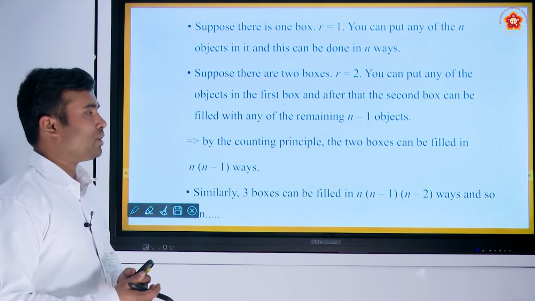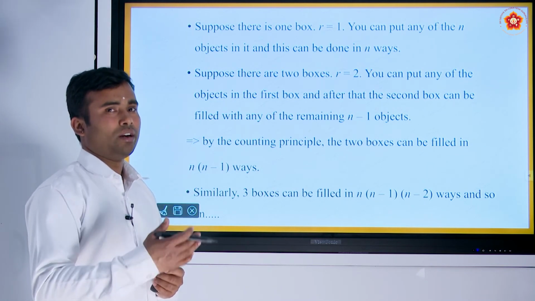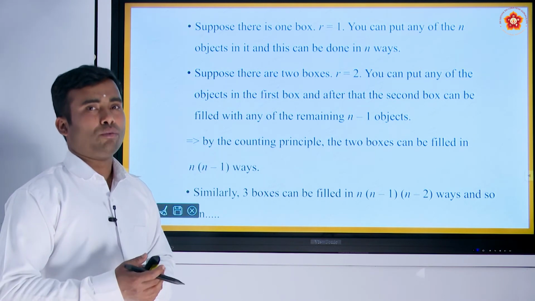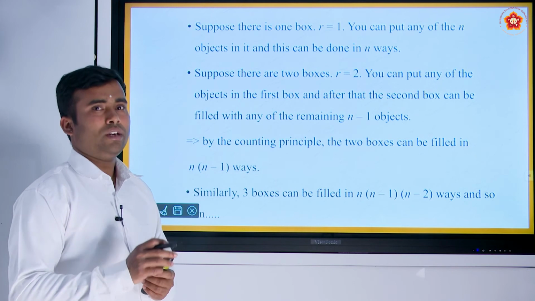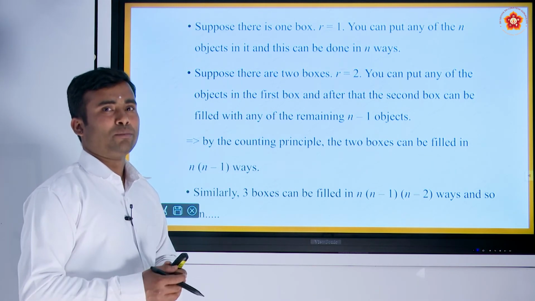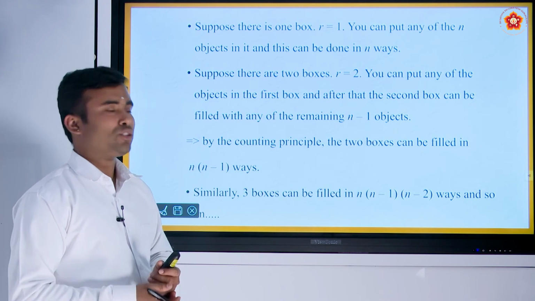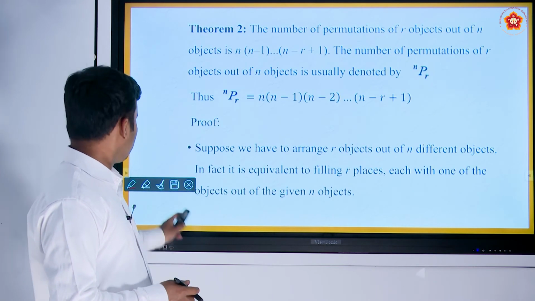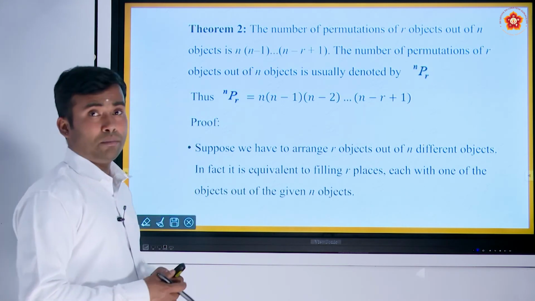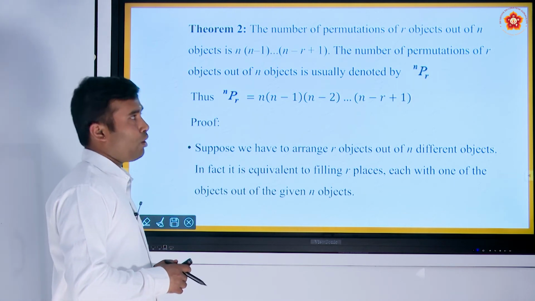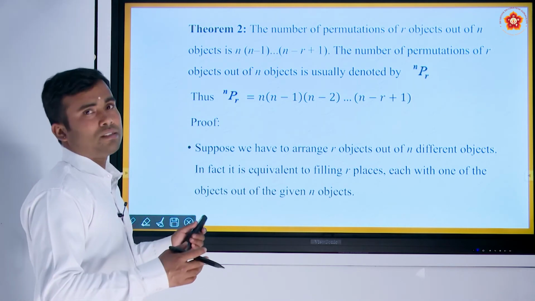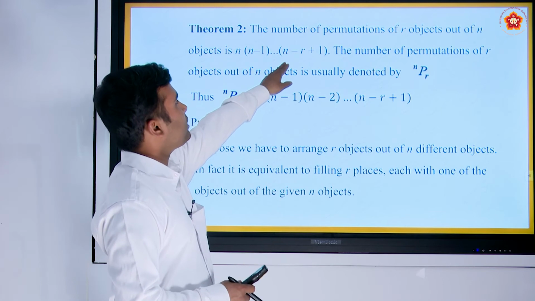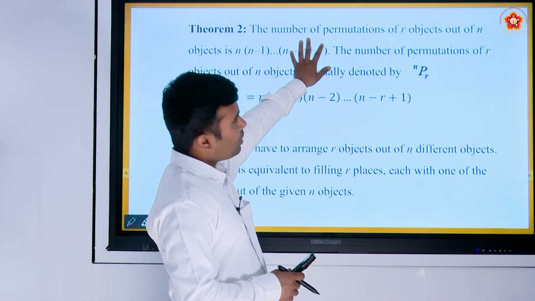Similarly, if you have three boxes, say R1, R2, R3, how many ways can you fill those 3 boxes out of n objects? You can fill the first place in n ways, the second place in n minus 1 ways, and the third box in n minus 2 ways. Like that it continues. Continuing from that, we will see the theorem. The number of permutations of r objects out of n objects is n into n minus 1 into n minus 2 and so on, up to n minus r plus 1.